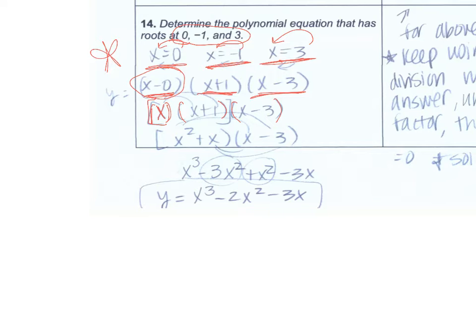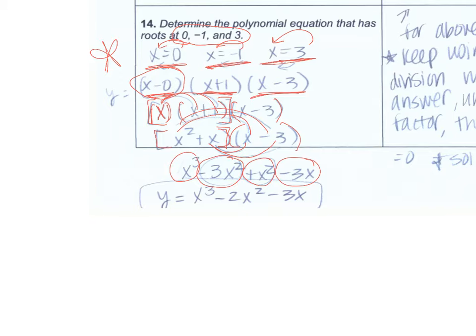You'll multiply the left two parentheses sets first. So x squared plus x. You take that expression, and then you multiply by x minus 3. So x squared times x is x cubed. X squared times negative 3 is negative 3x squared. X times x is x squared. X times negative 3 is negative 3x.